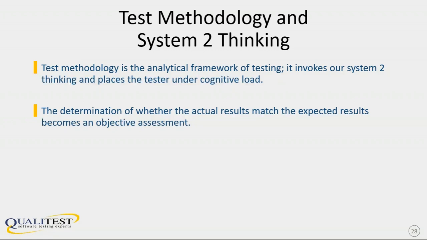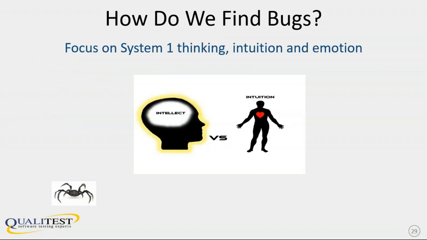Now, how would we find more bugs? Some people would say we need to focus more on System 2, but I think we need to focus more on System 1, on intuition and emotion, because that's where we get into our exploratory testing. When we validate according to specifications, we write our test cases, we have appropriate test coverage, but does that mean the application is bug-free?